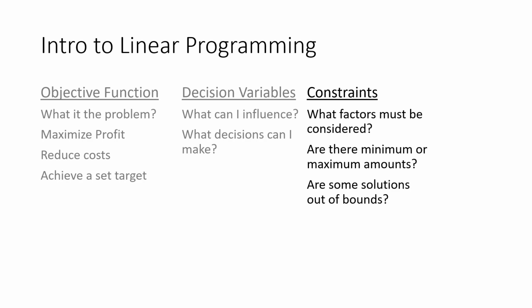The third part of the linear programming model are the constraints. These are the factors that must be considered. So are there minimum or maximum amounts that affect either the decision variables or the objective function? Or are some solutions out of bounds? For example, if there is a budget as a constraint, the solution cannot consume more budget than is available.